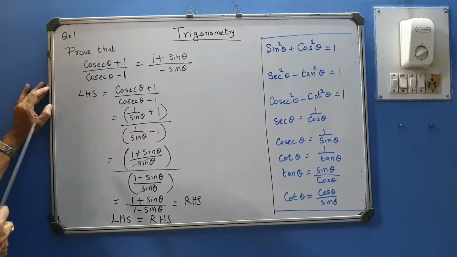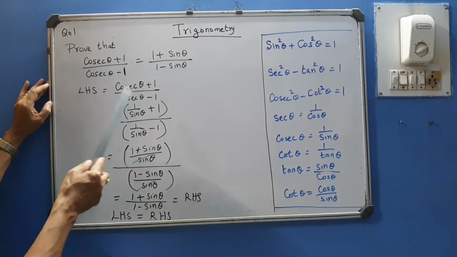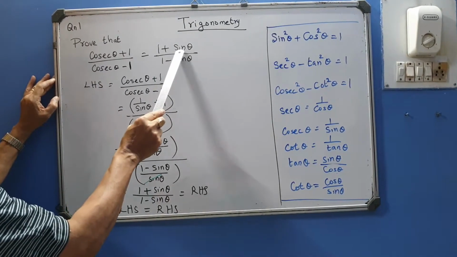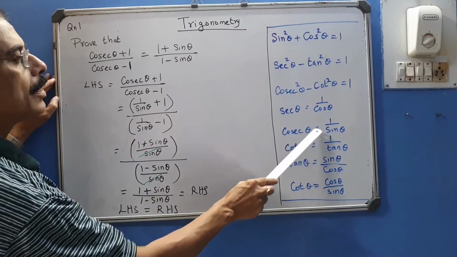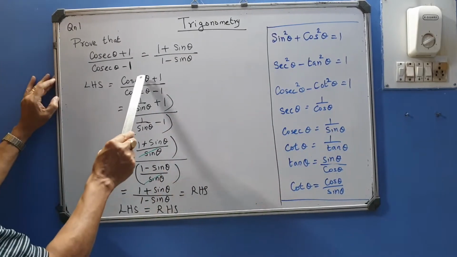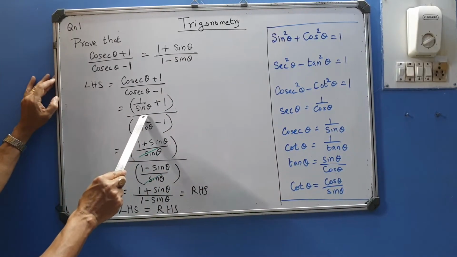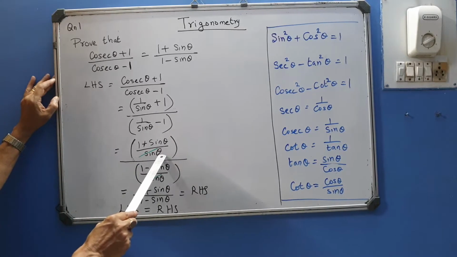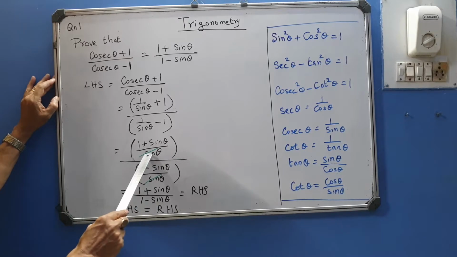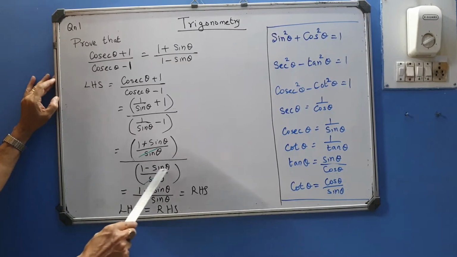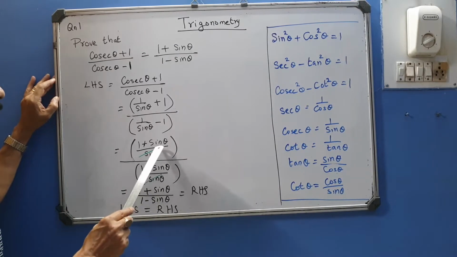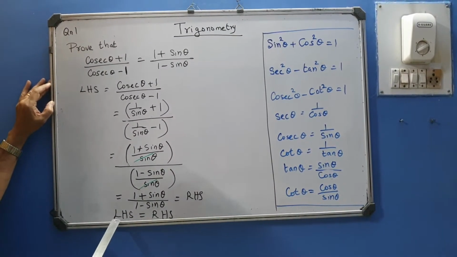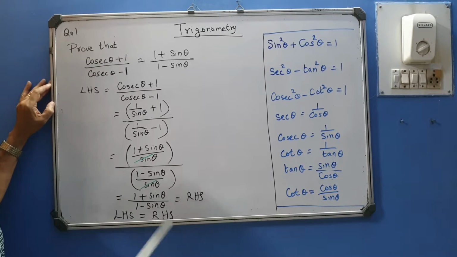I'll repeat it once more. Take any one side. I have taken the left side. Cosec theta is directly related to sin theta by this formula: cosec theta is 1 by sin theta. So I replace cosec theta by 1 by sin theta in both numerator and denominator. LCM is taken. Sin theta is the LCM. Top becomes 1 plus sin theta divided by sin theta. Denominator becomes 1 minus sin theta by sin theta. Same denominator cancels. You get the answer which is the right side. So left hand side equals right hand side.